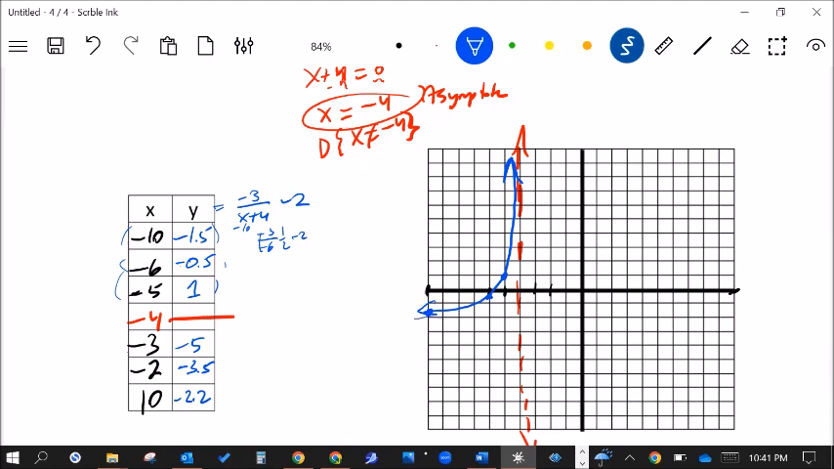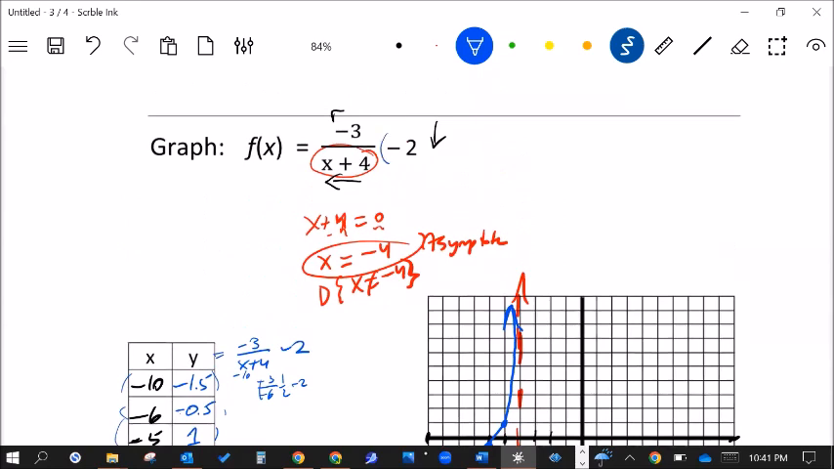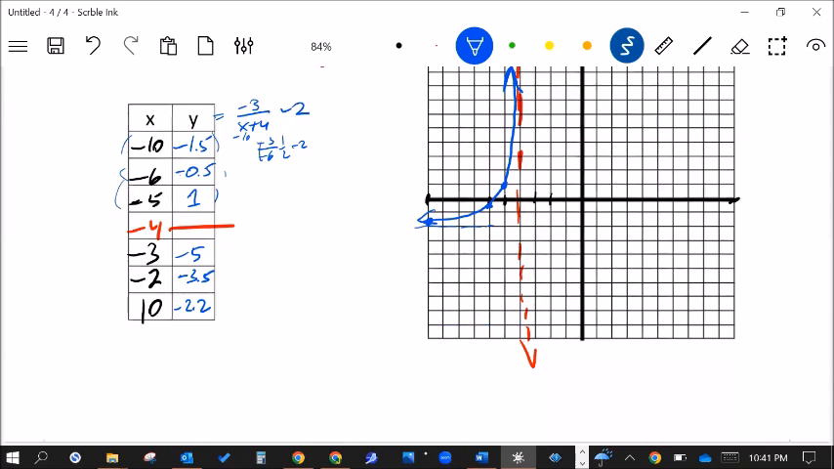Now it looks like it's getting closer to -2. That would be the y-asymptote. And so, oh, not y-asymptote. Yeah, this would be the horizontal asymptote. The other one's the vertical. So it's actually the number on the outside here that moved everything down.